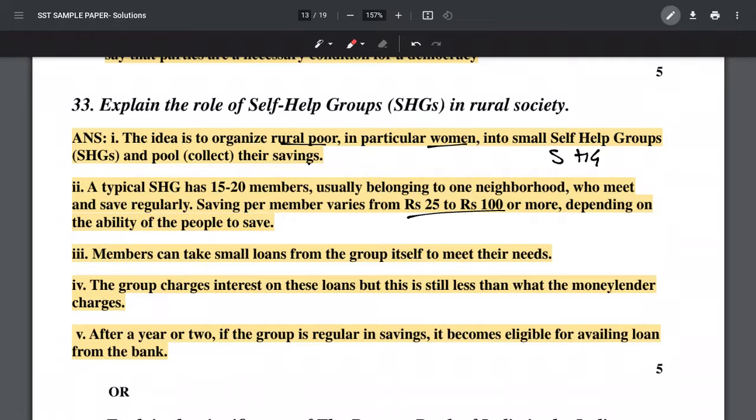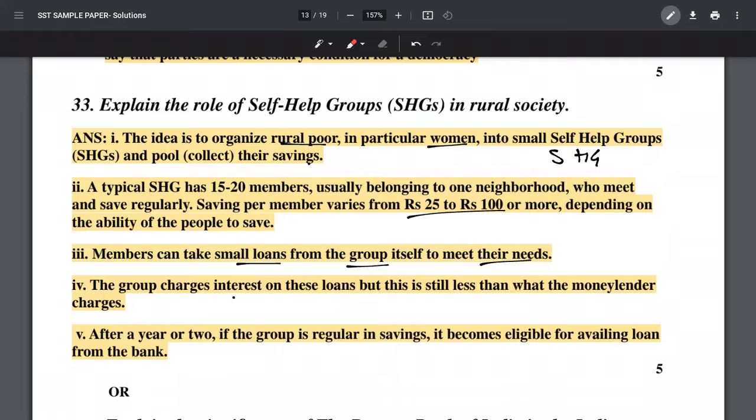They join their money together and try to make people more independent. That is the main function of SHGs. Members can take small loans from the group itself to meet their needs. If I've given the money but urgently I want some money, from that group only I'll say, please give me a loan, I want it urgently.